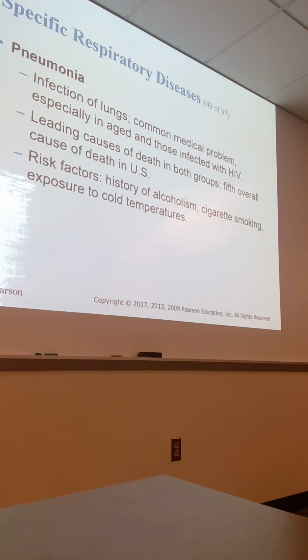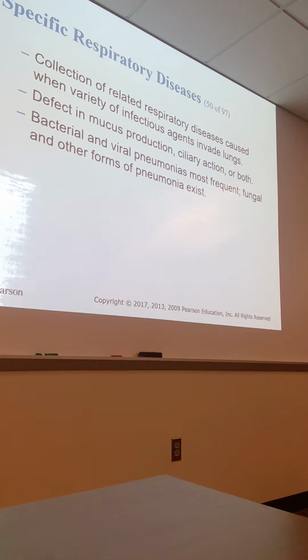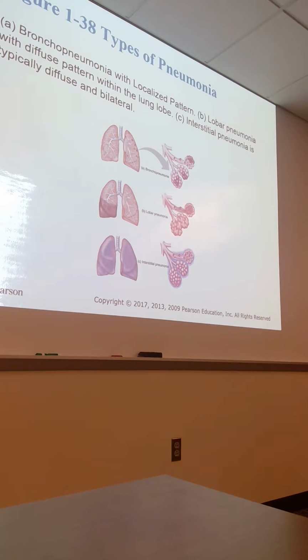Risk factor, alcoholics tend to get aspiration pneumonia from failure to protect their airway and sleeping out in the cold and things like that. Cigarettes, smoking, cold temperature exposures, the germs invade the lungs, cause a defect in mucus production, ciliary reaction, or both. And bacterial, viral, and occasionally fungal pneumonias exist.